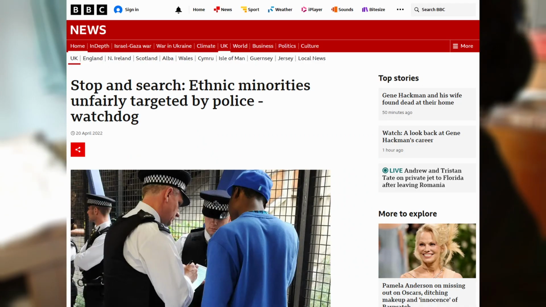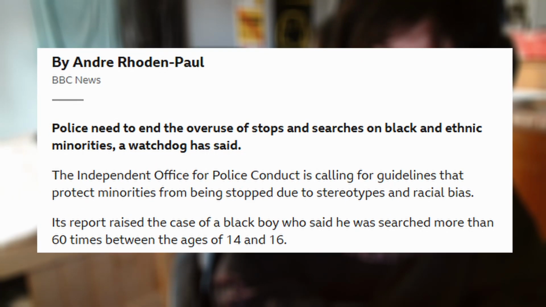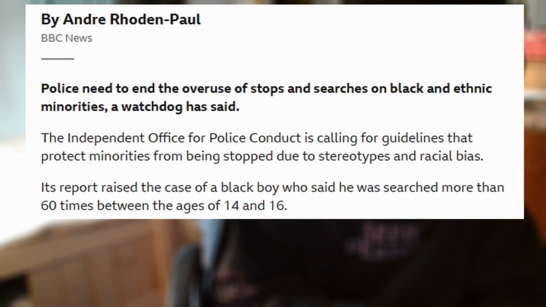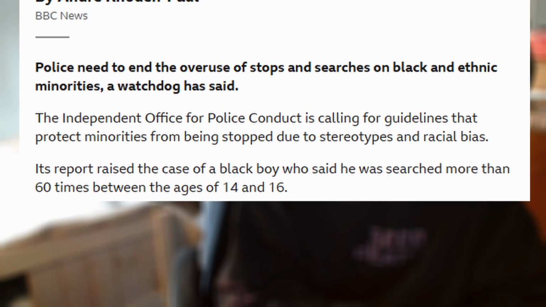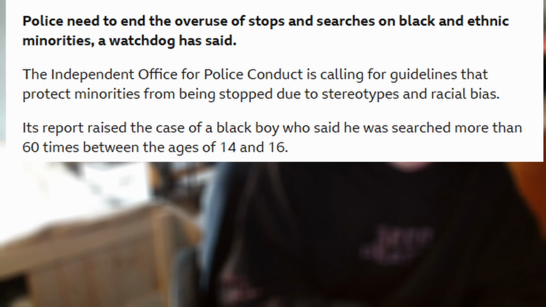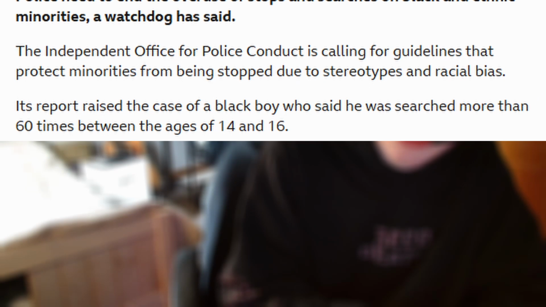So stop and search powers, they're quite contentious. They have their critiques, and one criticism is that there is an overuse of stop and search powers on ethnic minorities in the UK. This perspective does have weight behind it, with watchdog IOPC calling for the reduction of overuse of this tactic, citing the evidence that black people were 7 times more likely to be stopped and searched, with specific examples of this bias manifesting in cases where a black boy was searched nearly 60 times between the ages of 14 and 16.